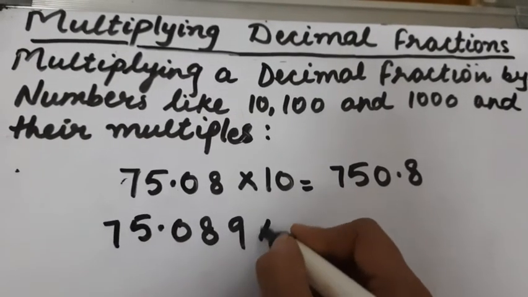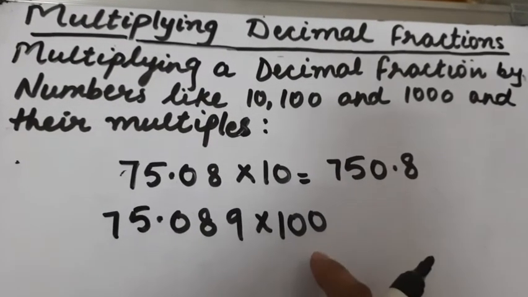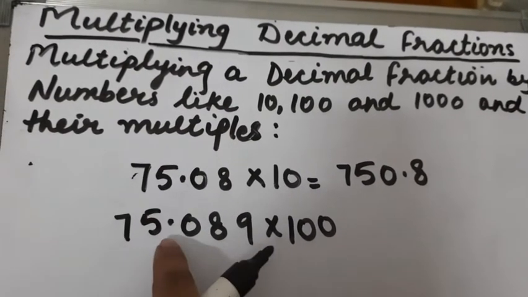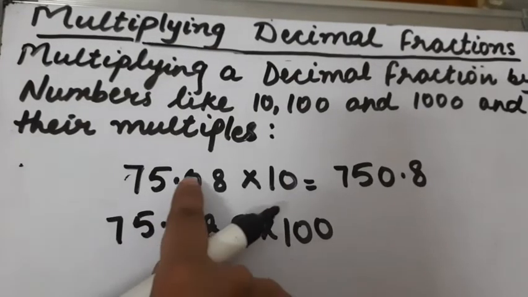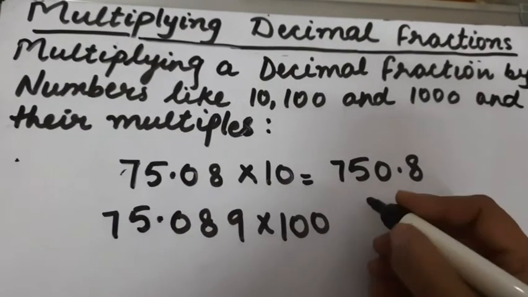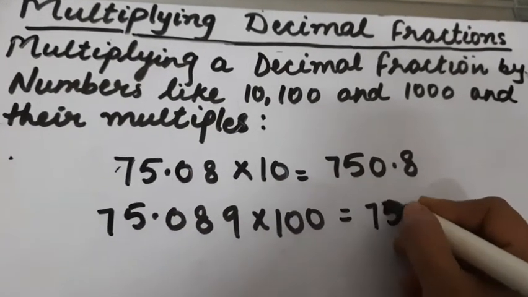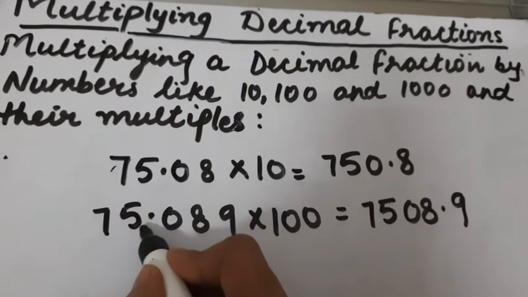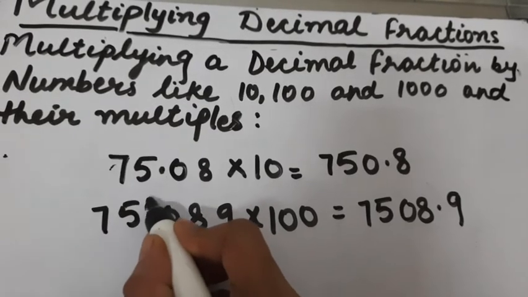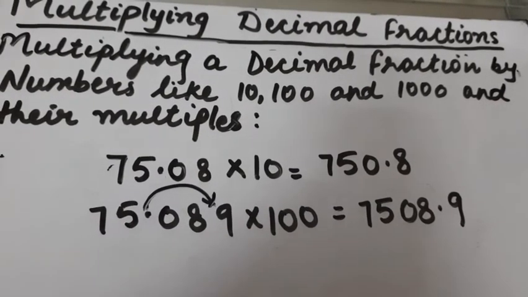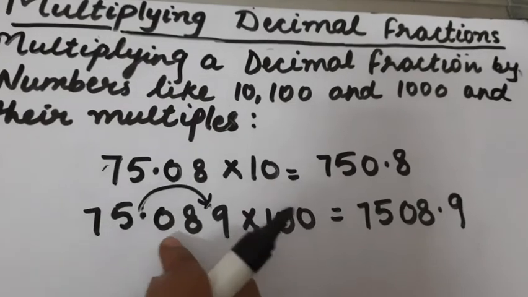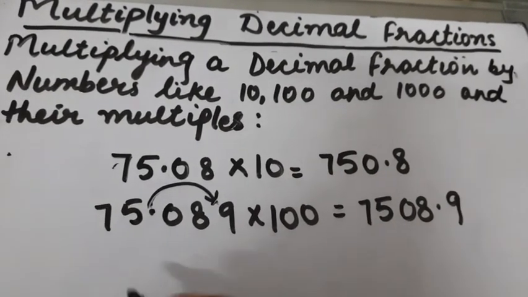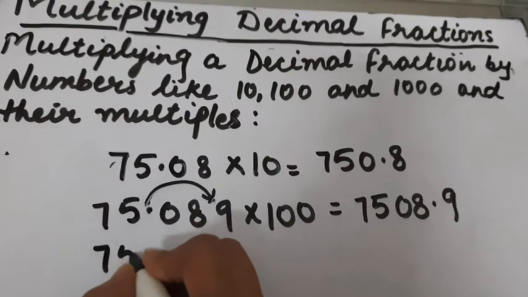If I have to multiply 75.089 by 100, so there are 2 zeros. Okay, there are 2 zeros in this, so this decimal will shift 2 places towards right. So this will be 7508.9. Here is the decimal. This decimal will shift 2 places towards right. Okay, so this will be 7508.9.